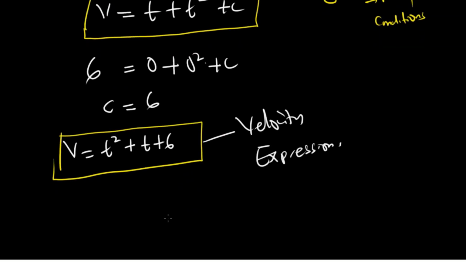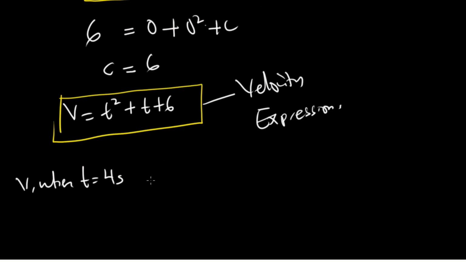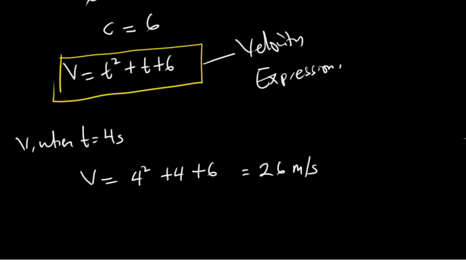So what we are looking for here is to find v when t equal to 4 seconds according to the question. So we can substitute t equal to 4 in this expression. So we have our velocity to be equal to 4 squared plus 4 plus 6, and this is equal to 26 meters per second. So we have our velocity when t equal to 4 seconds to be equal to 26 meters per second.